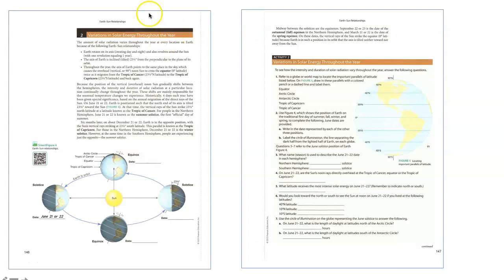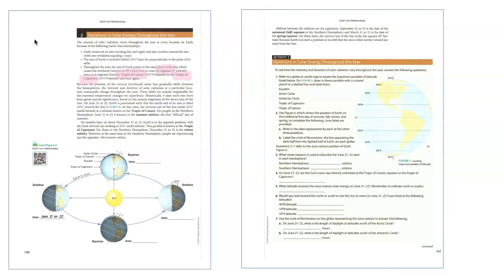2. I do want you to read this text here on page 146 because it's going to remind you about the important concepts related to the seasons. Some of these include the significance of the equator, the Tropic of Cancer at 23.5 degrees north, and the Tropic of Capricorn at 23.5 degrees south. You've already learned the significance of these various lines of latitude, but this lab will help you solidify those concepts in your mind.